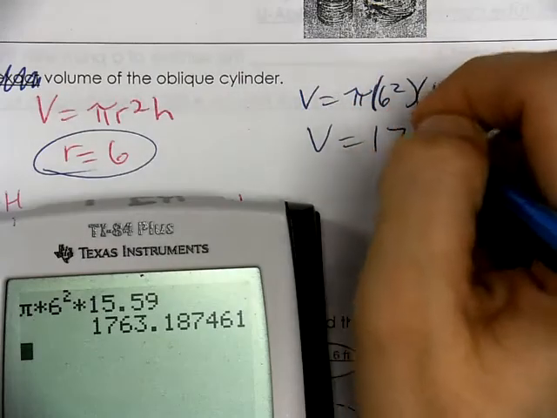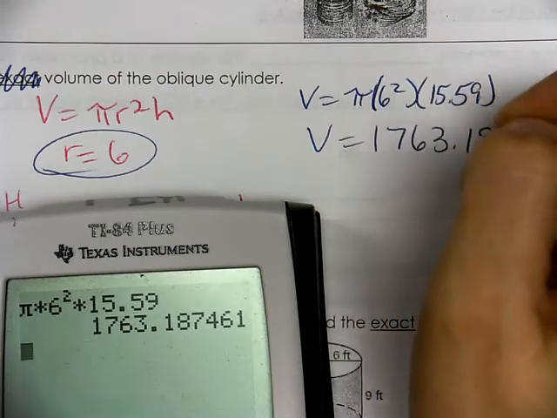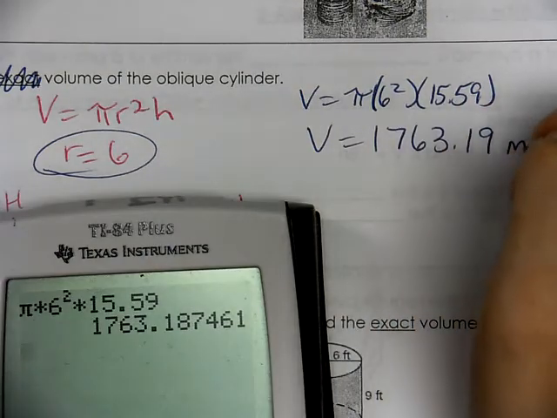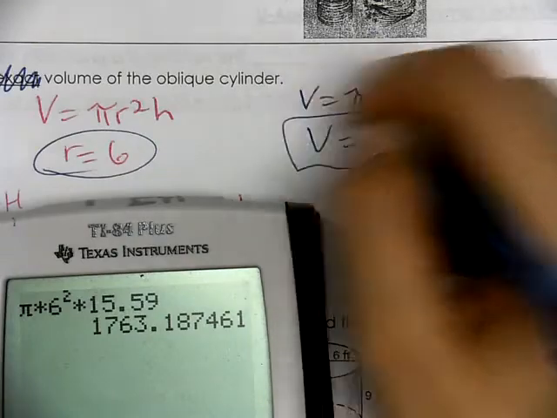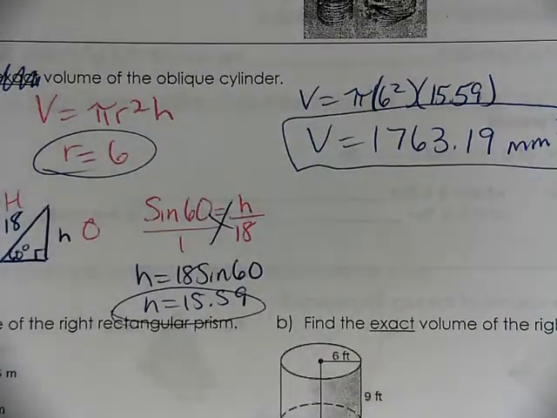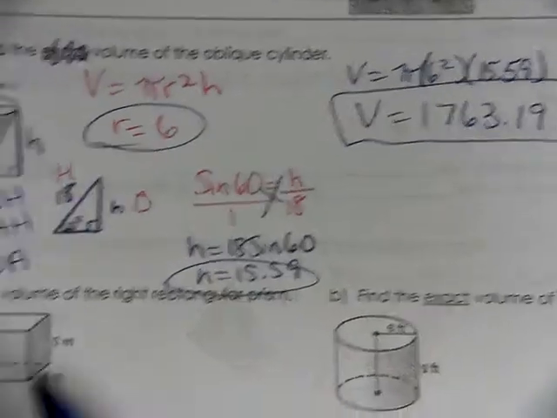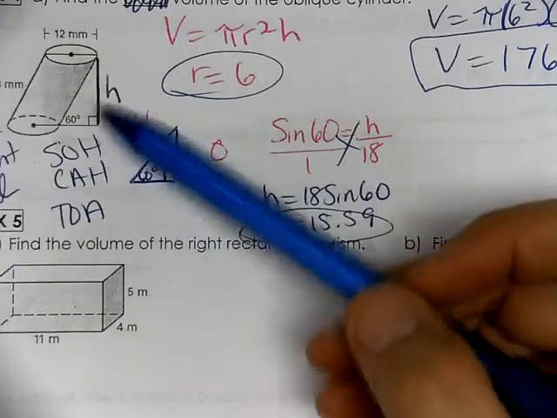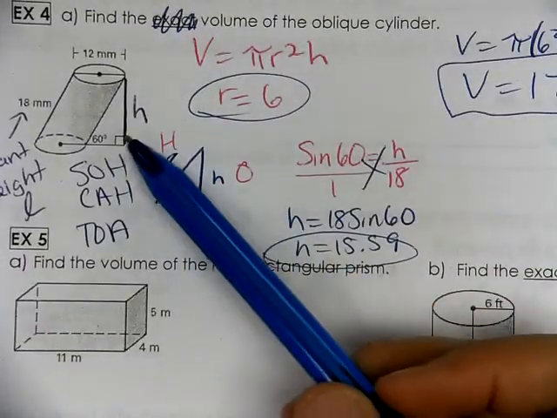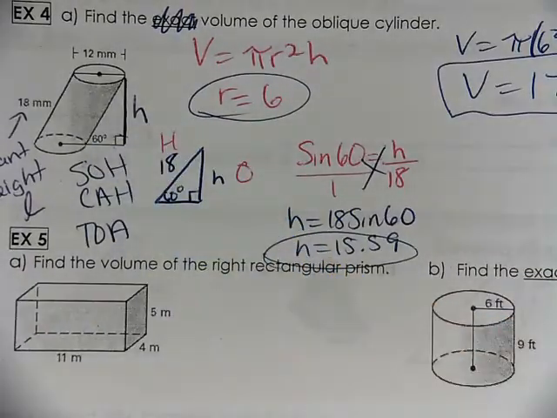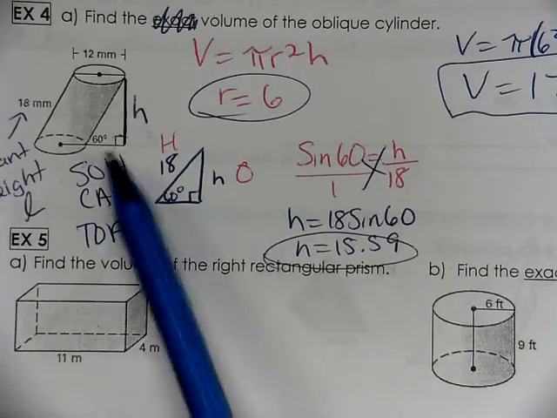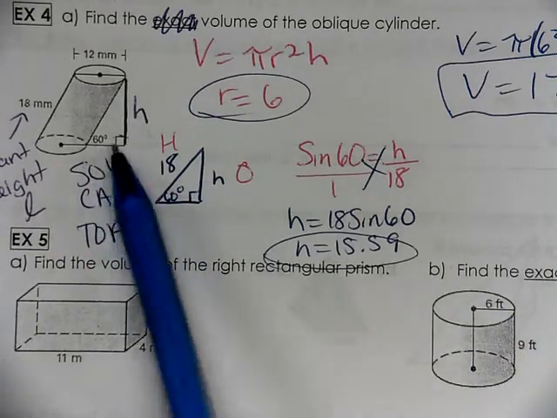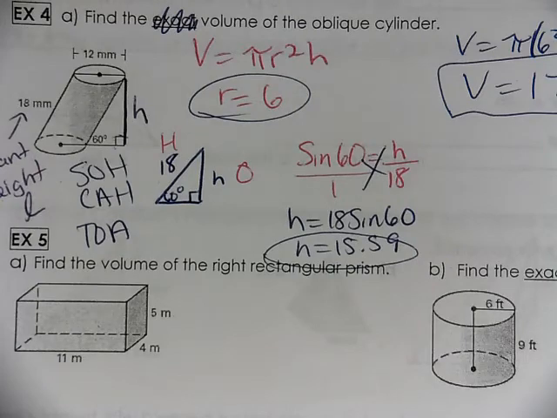So 1,763.19 millimeters cubed. Thank you. So if they don't give you the exact height up and down, or making a right angle with the base, you might have to do some SOHCAHTOA. Or you could do Pythagorean theorem if they give you this bottom piece. Okay.